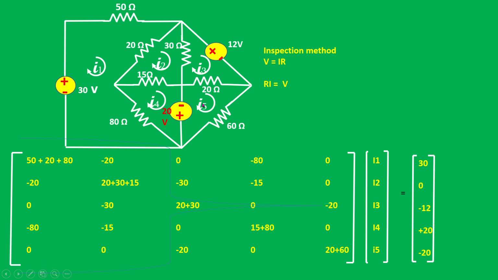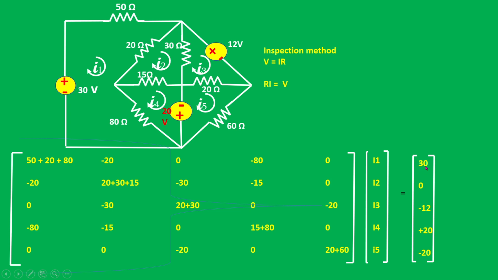Then for the last fifth loop, if you consider nothing is common between first and fifth, so it is 0. Nothing is common between the second and fifth, so it is 0. And for the third and fifth, we have this 20 ohm resistance, so it is minus 20. And for the fourth, nothing is common, so it is 0. Then for this fifth loop, we have this 20 and 60 resistances available. Okay, then we have this I matrix followed by this.